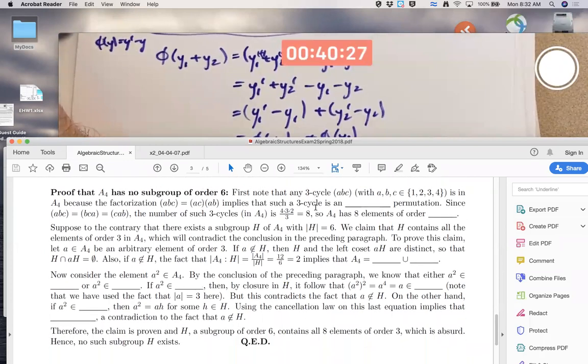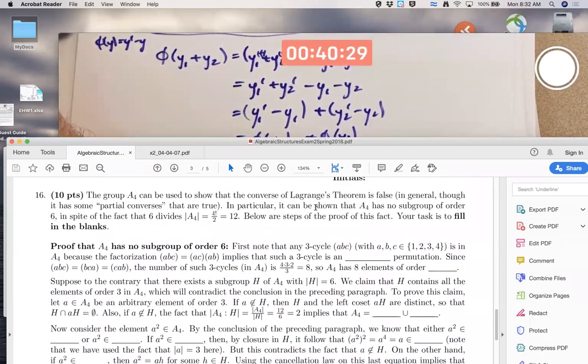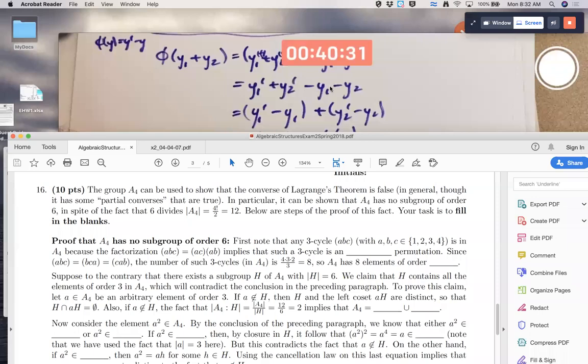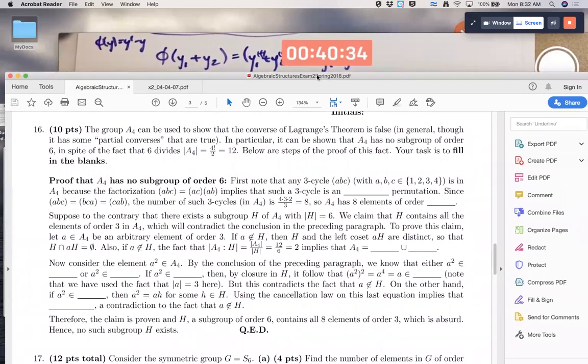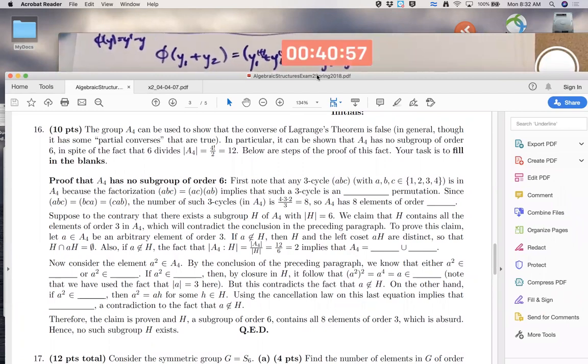This is a fill in the blank about the proof of A4 having no subgroup of order 6, which actually is an important fact in group theory, as an example of the fact that the converse to Lagrange's theorem is false. One thing Lagrange's theorem says is if H is a subgroup of a finite group G, then the order of H divides the order of G. It's also that fact about the number of left cosets.